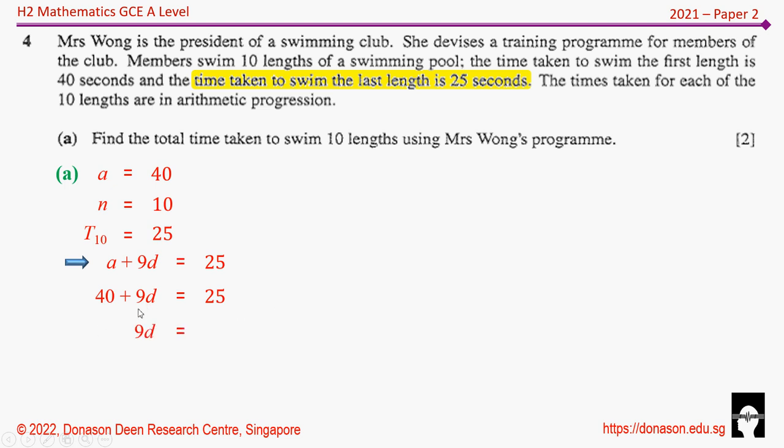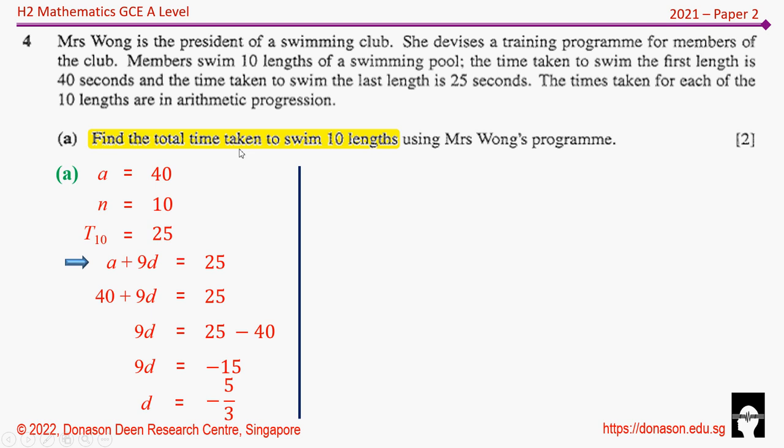Of course the only unknown is d. So 9d is equal to 25, we're going to minus the 40. So from 25, if you subtract 40, it's going to give you minus 15. So the value of d should be equal to minus 15 over 9. Of course, if we cancel by 3, it's going to become negative 5 over 3. So every successive term is going to decrease by 5 over 3 seconds.